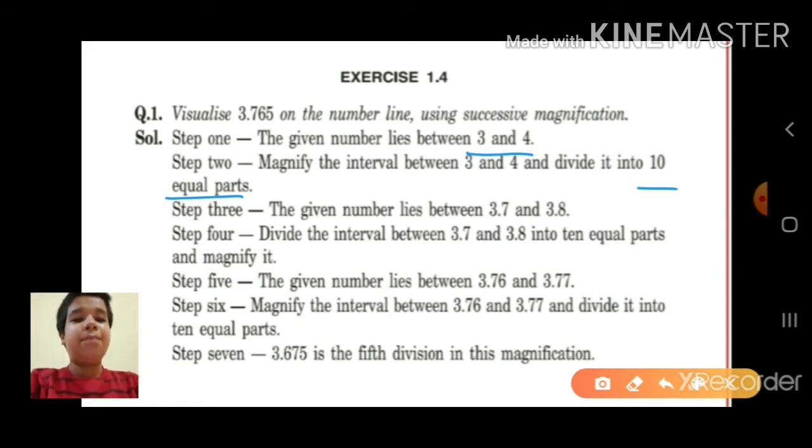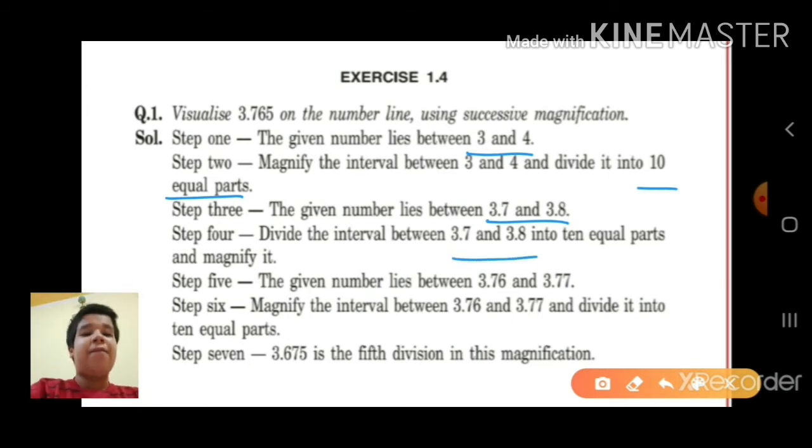Now step 3 is the given number lies between 3.7 and 3.8. Yes, the number is 3.765, so it lies between 3.7 and 3.8. Our step 4 is divide the interval between 3.7 and 3.8 into 10 equal parts and magnify it. We divide the space between 3.7 and 3.8 into 10 equal parts on a third line and magnify it. Now we'll get numbers like 3.71, 3.72, 3.73, 3.74 and so on.